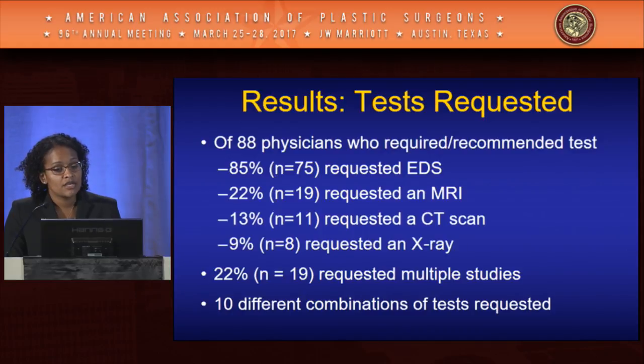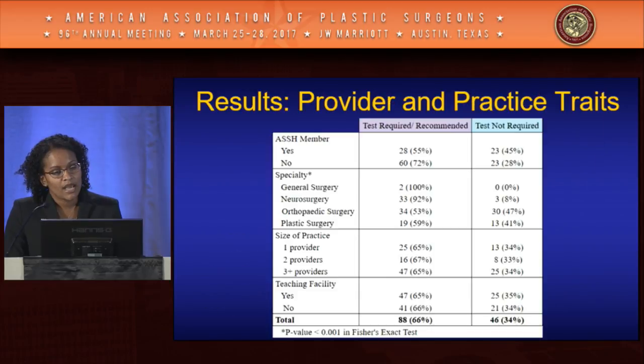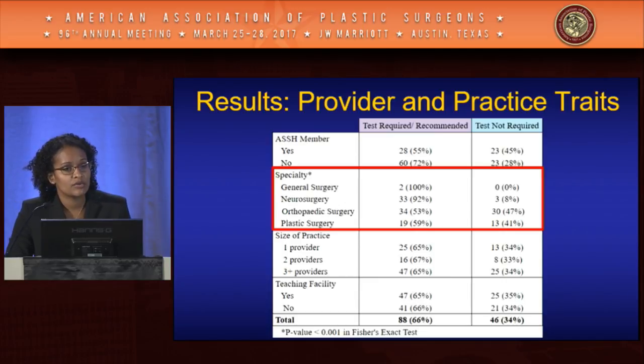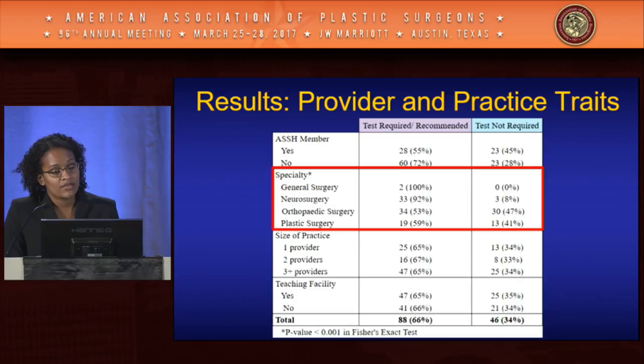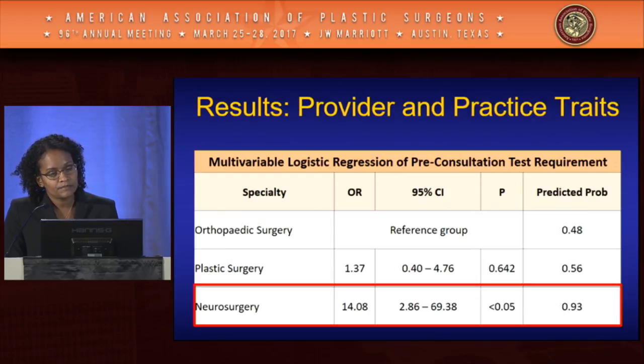And there were 10 unique combinations of tests that were requested among the 88 physicians or surgeons who wanted a test prior to the consult. And in looking at provider and practice traits, we found that regardless of the group characteristic, the majority of providers within that group requested or required testing, and that the specialty was the only factor that within the group had a significant difference in the outcome.